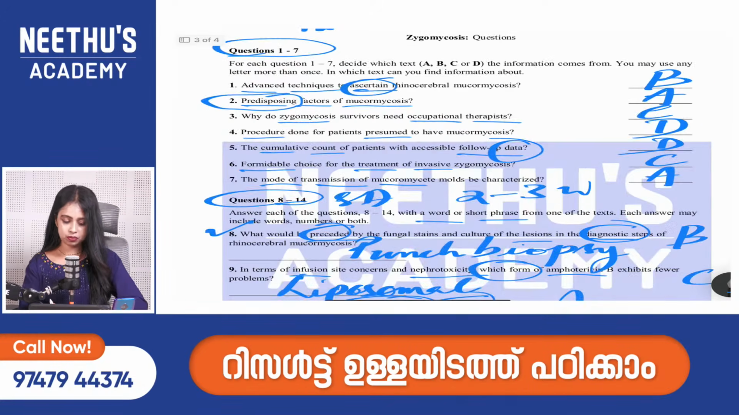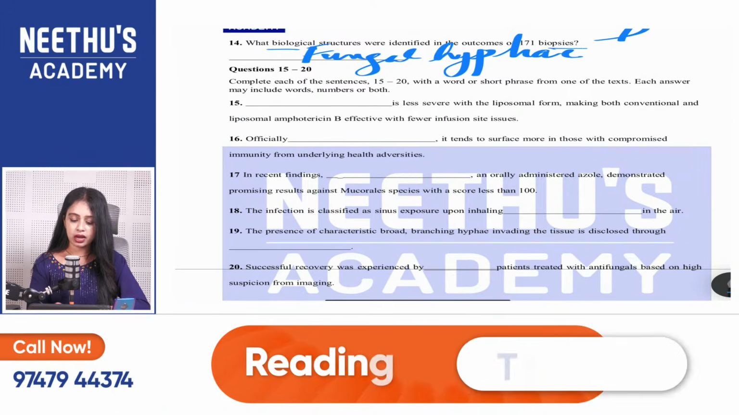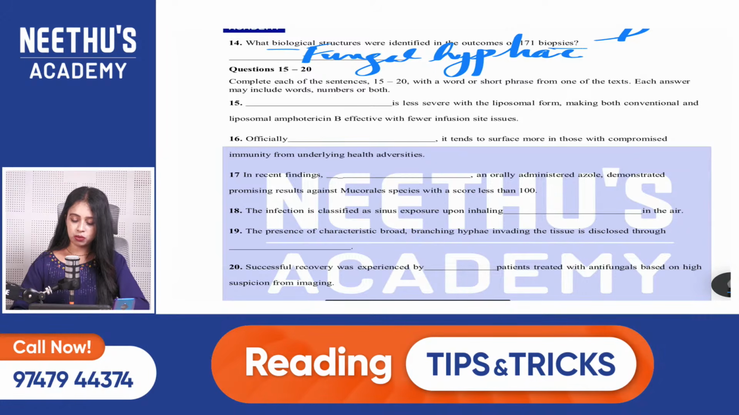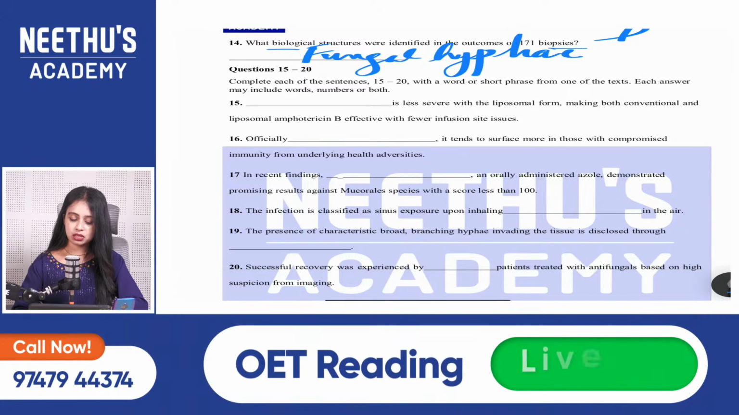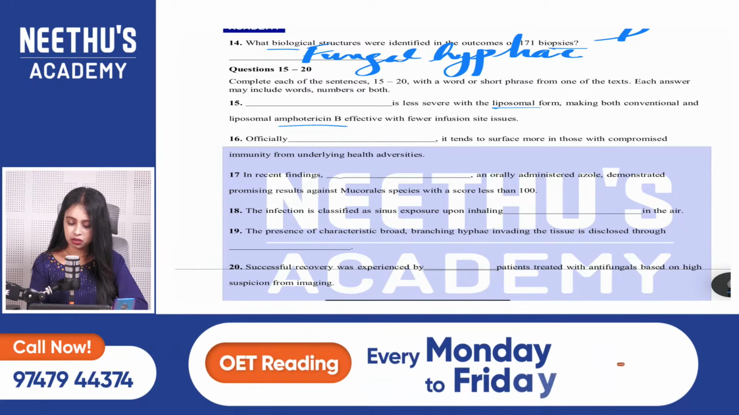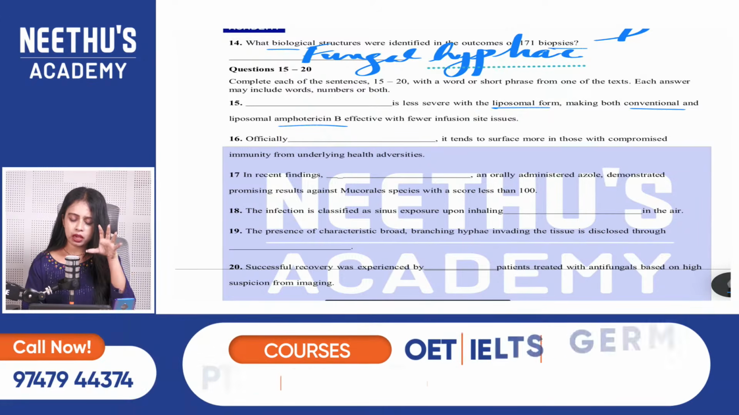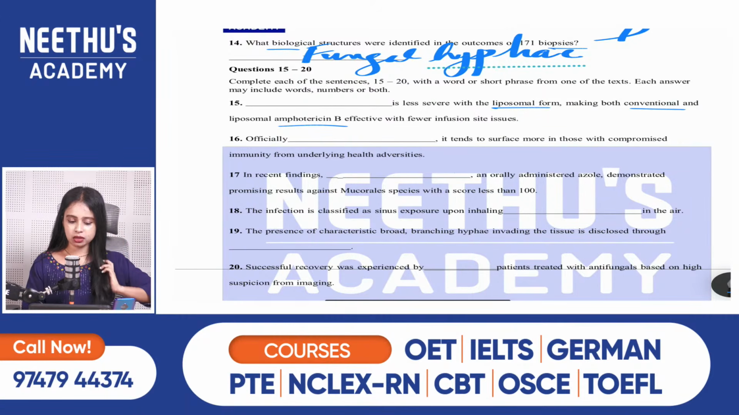Okay, so that's that. The 15th one: dash is less severe with the liposomal form, making both conventional and liposomal amphotericin B effective with fewer infusion site issues. Same pattern. I mean, not same pattern, same sentence.